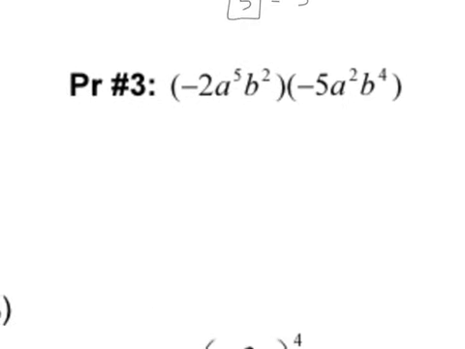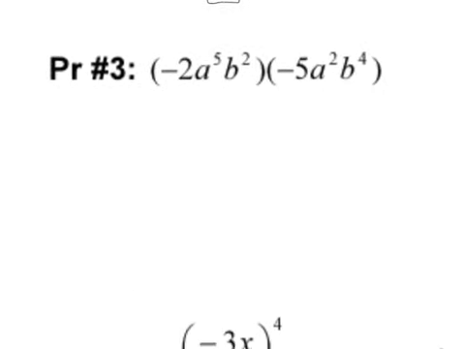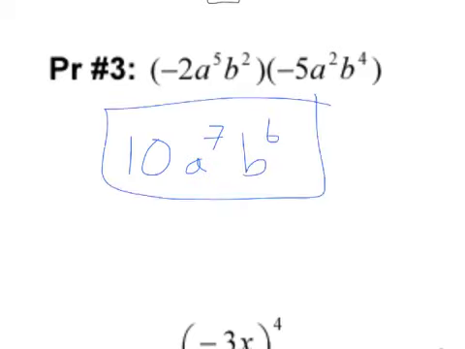So I want you to do practice number 3 on your own real quick. You can pause the video if you want, because I'm going to put the answer up in a second. Okay, negative 2 times negative 5 is 10. a to the 5th times a squared is a to the 7th. And b squared times b to the 4th is b to the 6th. And there you go.